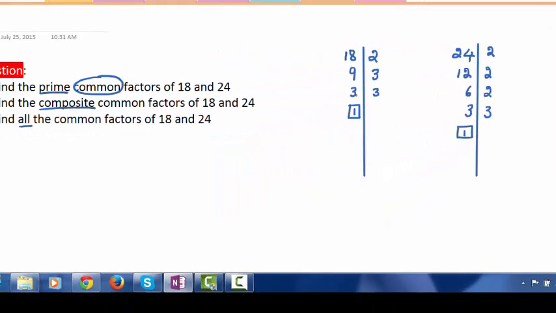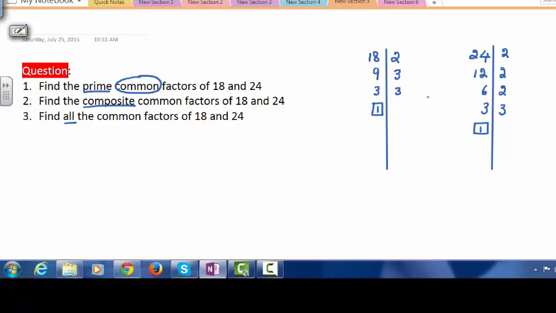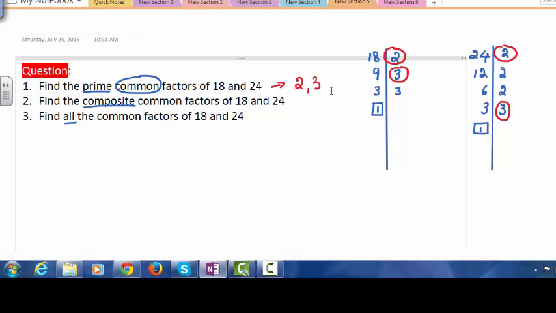Find the prime common factors of 18 and 24. I'm going to come with another color and circle the common ones. 2 exists in both, the 2 is common. There is no other 2, so let's jump to 3. I have 3 here and I have 3 here. Done. So 2 and 3 are the prime common factors of 18 and 24. So the answer of this one is 2 and 3.